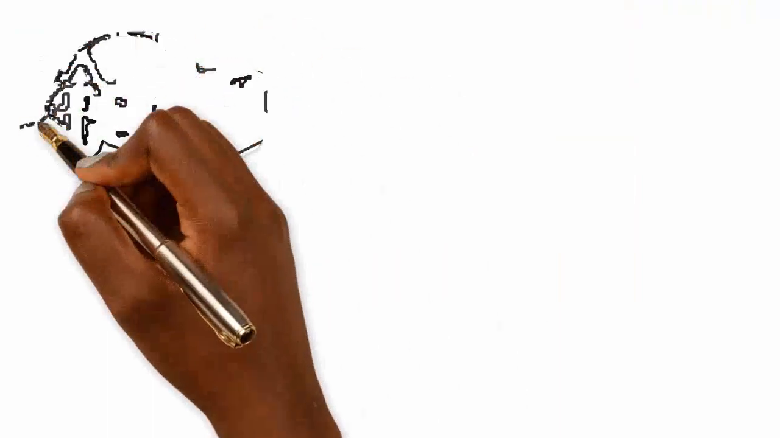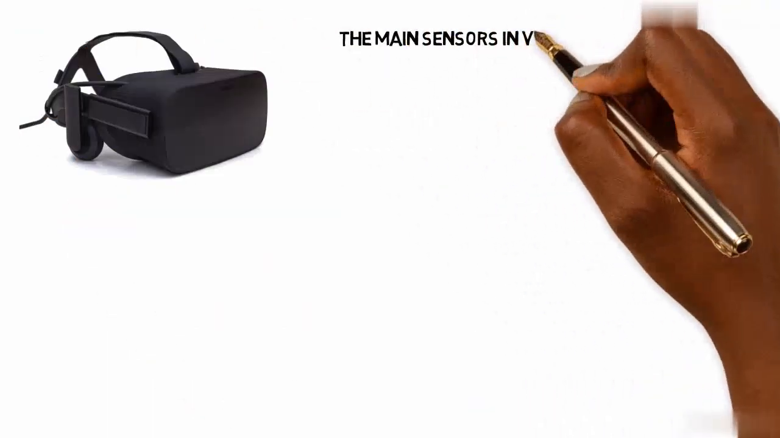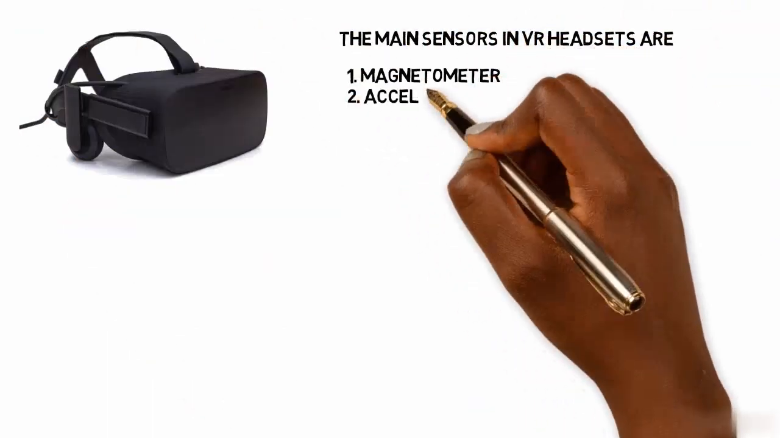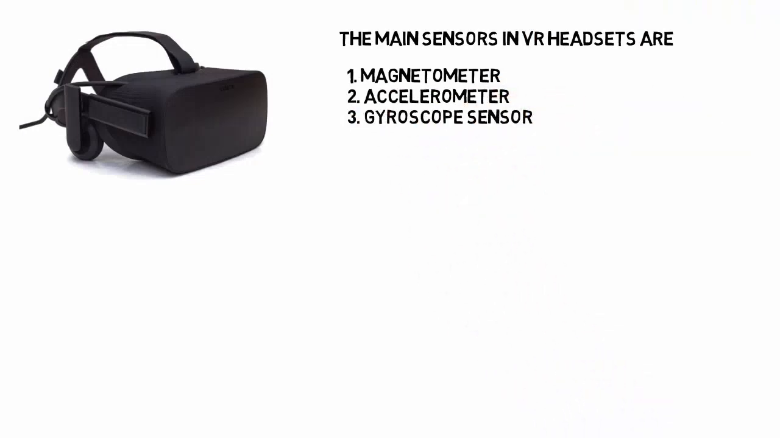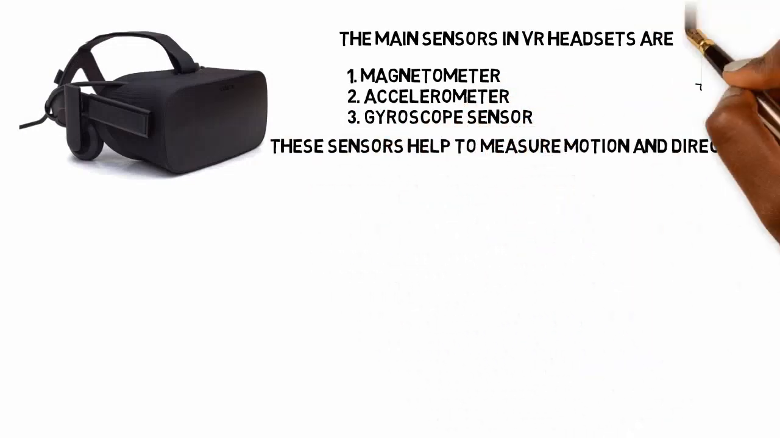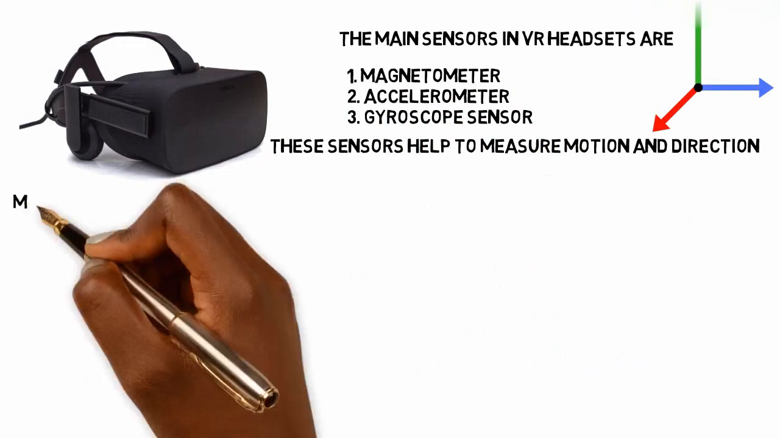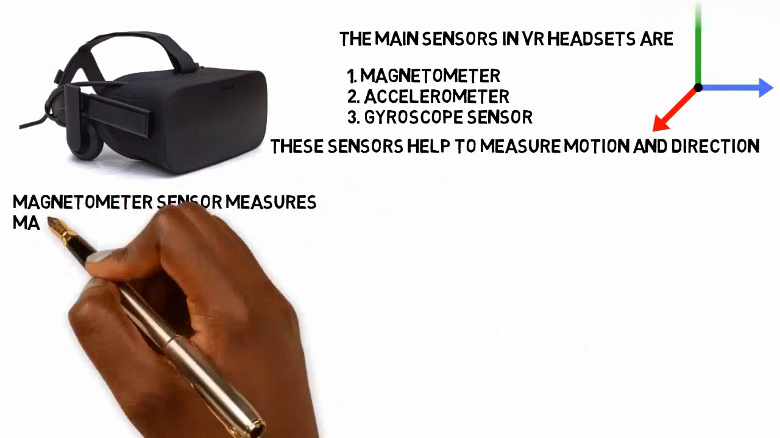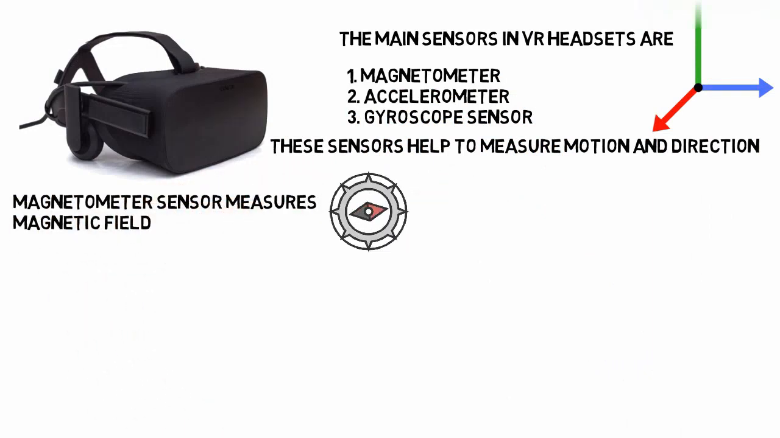The main sensors used in these VR headsets are the magnetometer, accelerometer, gyroscope sensors, etc., which measure the motion and the direction in 3D space. A magnetometer sensor measures the magnetic field. That is, it basically acts like a compass, and it is generally used to detect the magnetic north and south position.